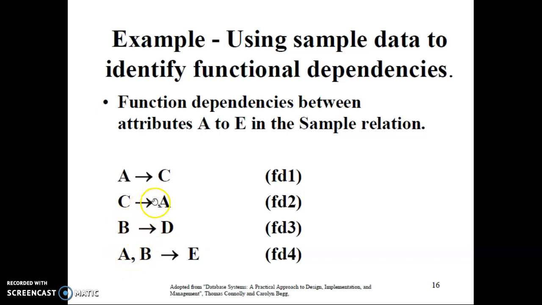A functionally determines C, B functionally determines D, and A comma B together functionally determine E. That means the A comma B determinants together can determine all other attributes in the table, in the relation. So finally, we can say that A comma B is identified as the primary key for this table, a composite primary key.